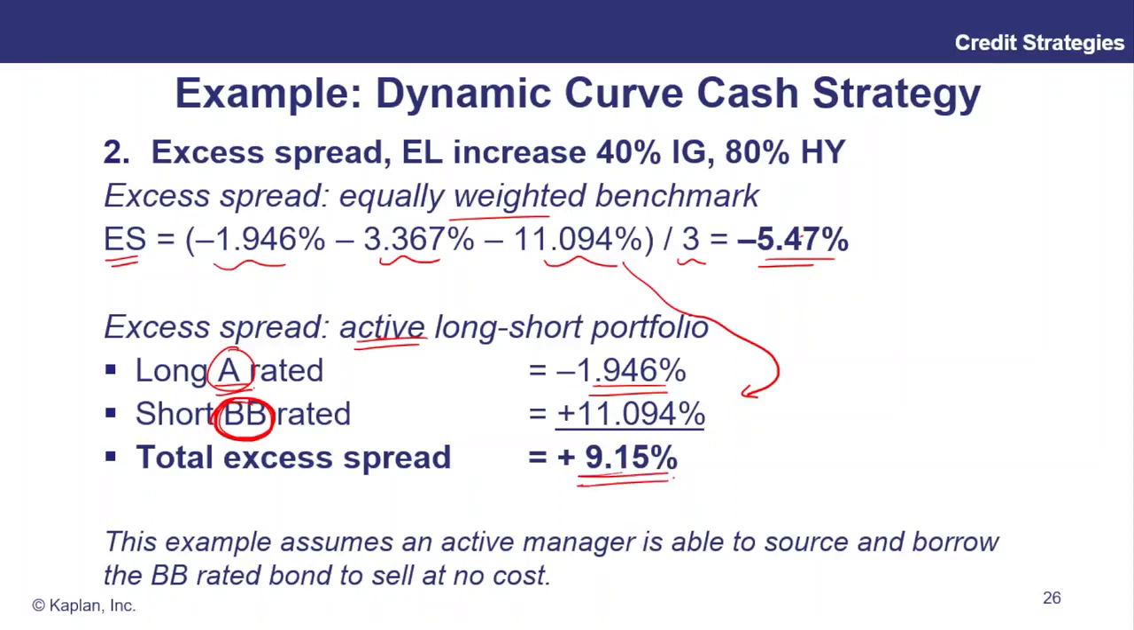And yes, you could argue that the value added of the decision, the active return of this manager, is the difference between 9.15 and negative 5.47. So 15% active return from this manager versus the benchmark.